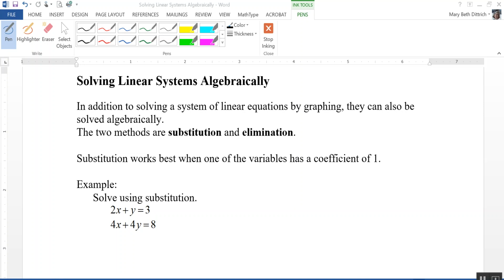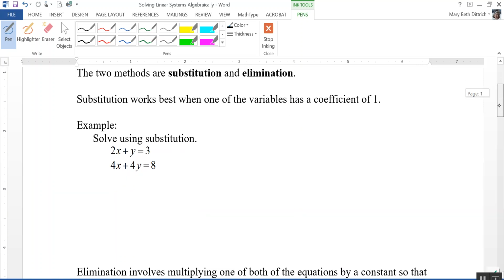This video is on solving linear systems algebraically. In addition to solving a system of linear equations by graphing, they can also be solved algebraically. Two methods are substitution and elimination. Substitution works best when one of the variables in the system has a coefficient of 1. Let's take a look at this first example.